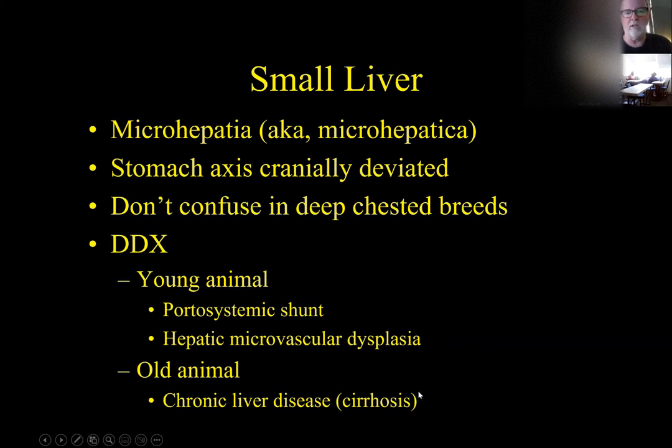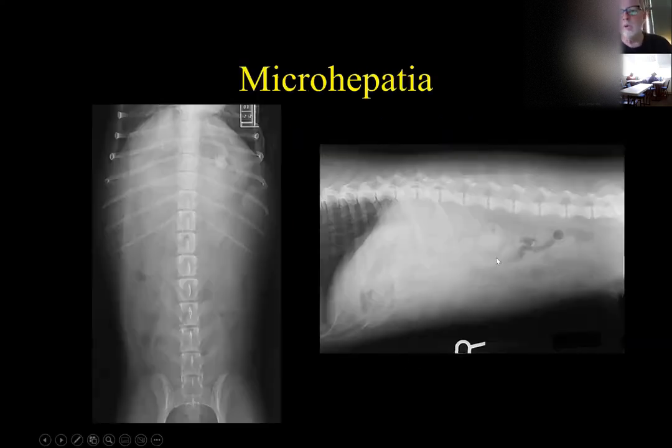In people, obviously the origin of cirrhosis of the liver is probably going to be different than a dog. But if a dog has chronic exposure to some type of hepatotoxin over time, that can cause cirrhosis of the liver. Okay, so here's a crappy radiograph, but look at this stomach axis.